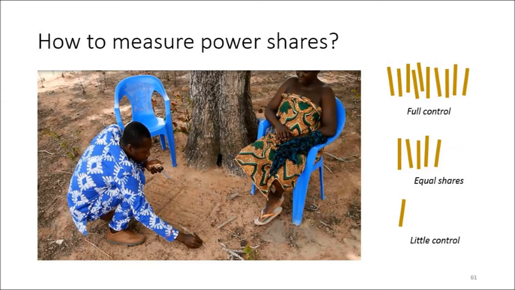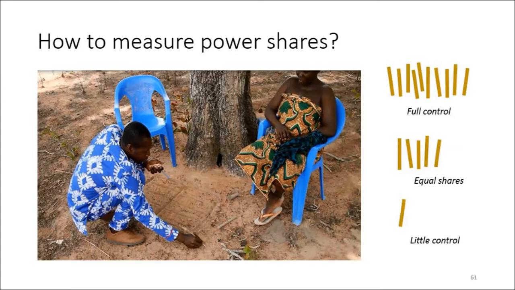For example, I would always ask them individually, the members of the household. If a person has full control and nobody else has any influence, the person would have 10 sticks. If there are two people and each has five, that means they have an equal share in decision making. And if someone only has one stick out of the 10, that means they have little control.